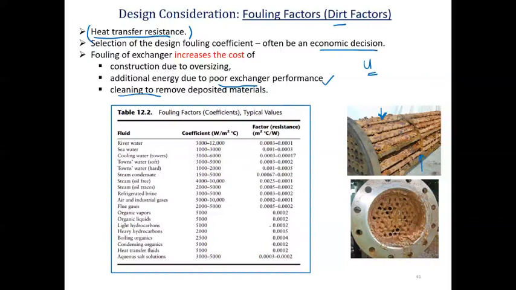These are the typical values of the fouling factor resistance based on the coefficient. For example, if the fluid is river water, you may have an estimate of the range of the heat transfer coefficient, and you may also consider the resistance or fouling factor in your calculation.